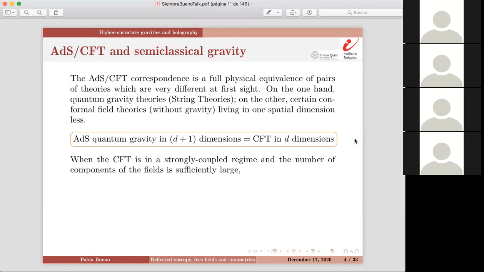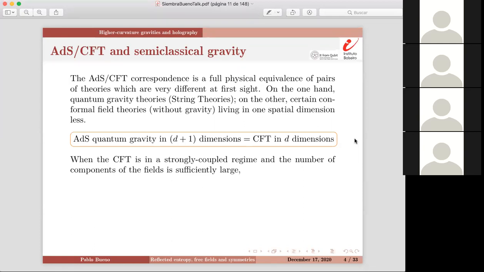Hi, Pablo. I have a question because there is this result by Edelstein, Maldacena, and other people. Yeah, I'm going to get there. I'm going to talk about that at some point. So okay. Ask me at the end if I didn't satisfy your concern. Yeah. Okay. Then I let you go on.